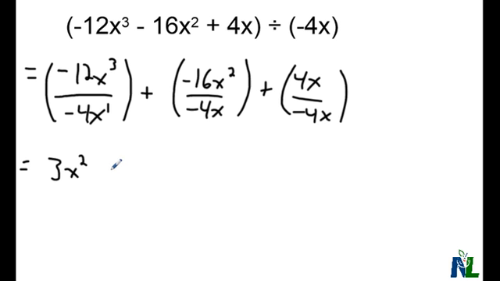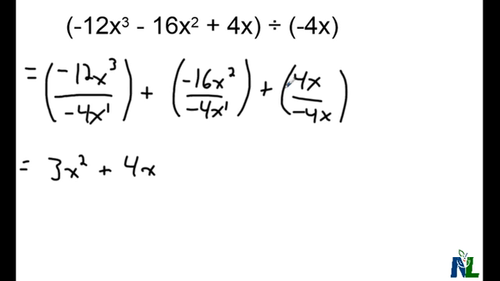Before I write my sign down, I need to figure out what sign I will get from this operation. Negative divided by negative is positive, so I'll go ahead and put a positive there. 16 divided by 4, that's 4. X squared divided by x, exponent 1, that just leaves me simply with x.